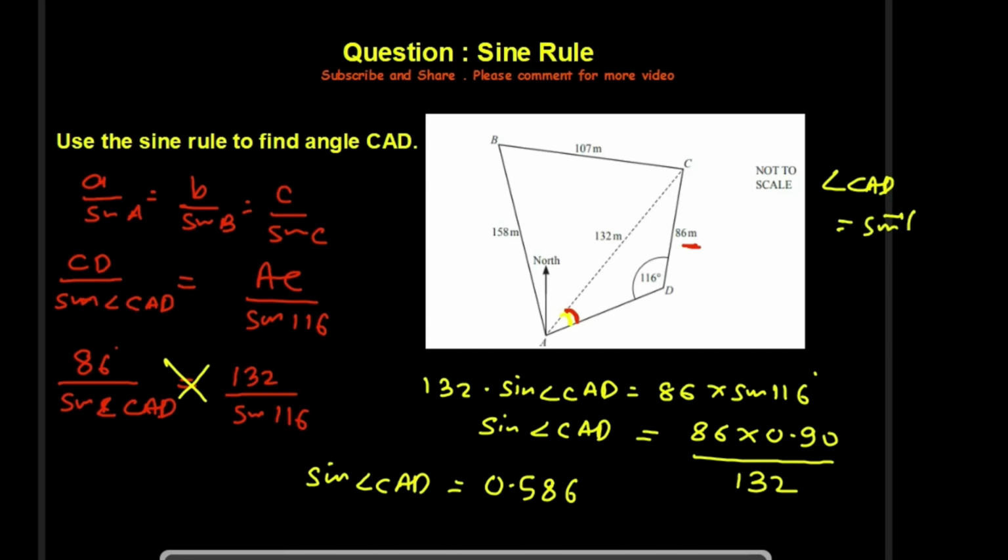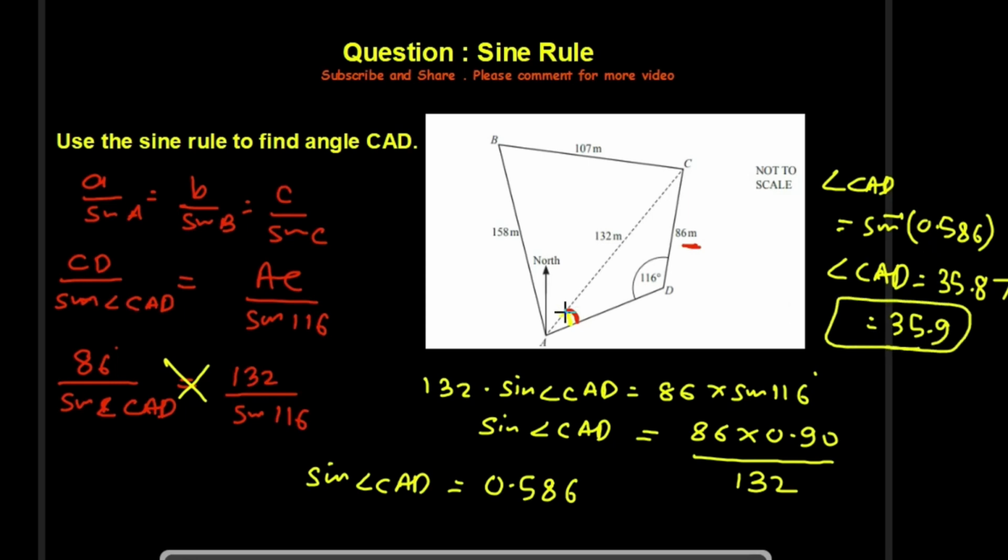So angle CAD is equal to sine inverse of 0.586. If we solve, then angle CAD is going to be 35.87, or we can write 35.9 up to 1 decimal. So this angle CAD, we calculated, and we can write here the angle is 35.9.